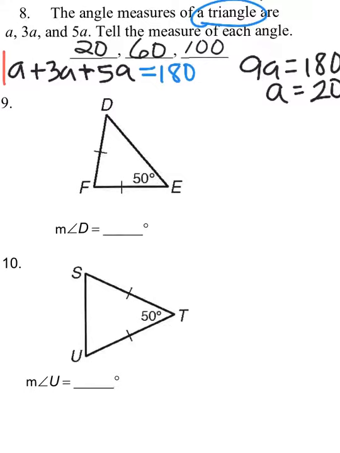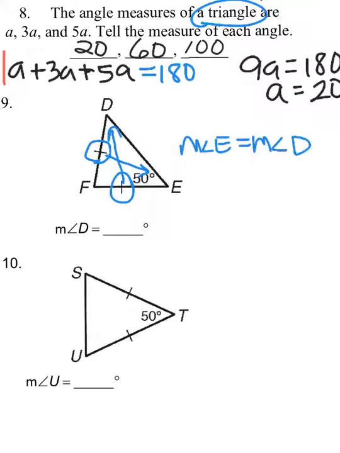Okay, on number 9, we're going to start with our first congruence mark, which is FE. We're going to go across to the angle across, that's angle D. We're going to start with our second congruence mark. We're going to go across also, and that's angle E. We know that the measurement of angle E is actually equal to the measurement of angle D.